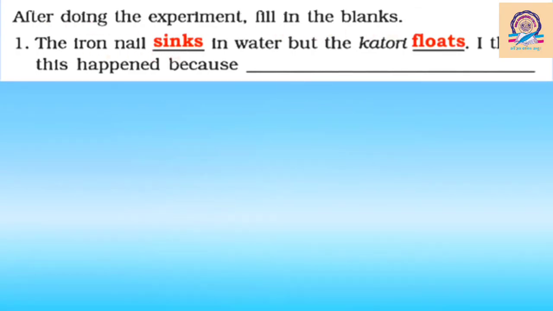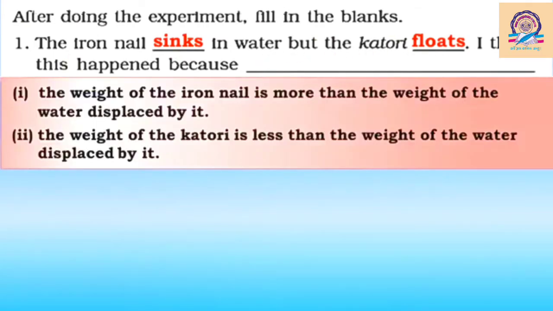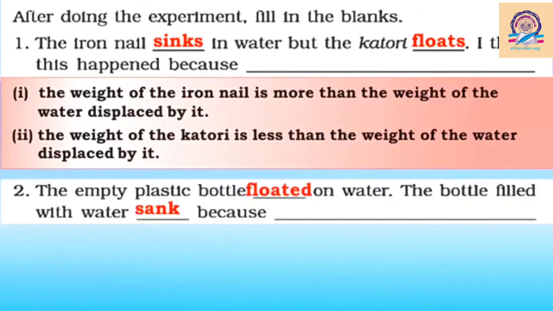The iron nail sinks in water, but the katori floats. I think this happened because the weight of the iron nail is more than the weight of the displaced water. The weight of the katori is less than the weight of the water displaced by it.